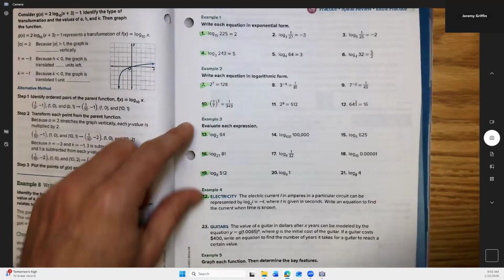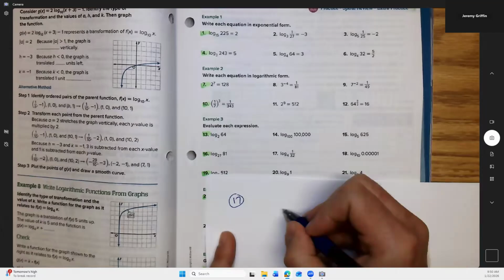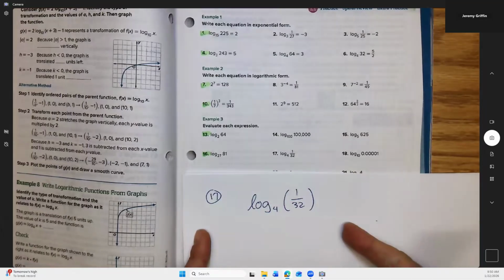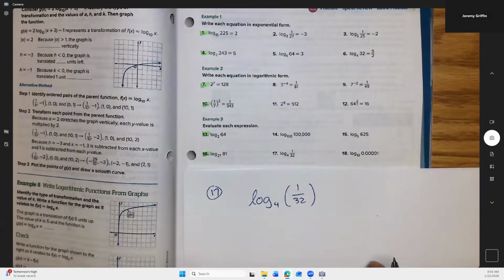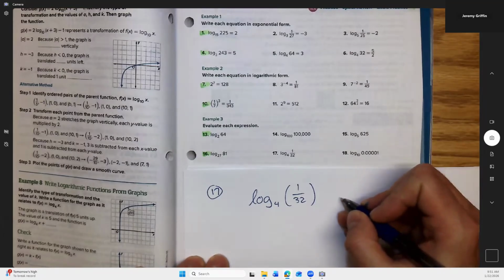Next section. Let's do one of these. How about number 17? That looks fun. Log base 4 of 1 over 32. Okay, so what is that? Can you solve that? Actually, this is going to be a weird one. That's okay, we'll do this one, and we'll do another one in the section. Guys, how do you think you could solve this?